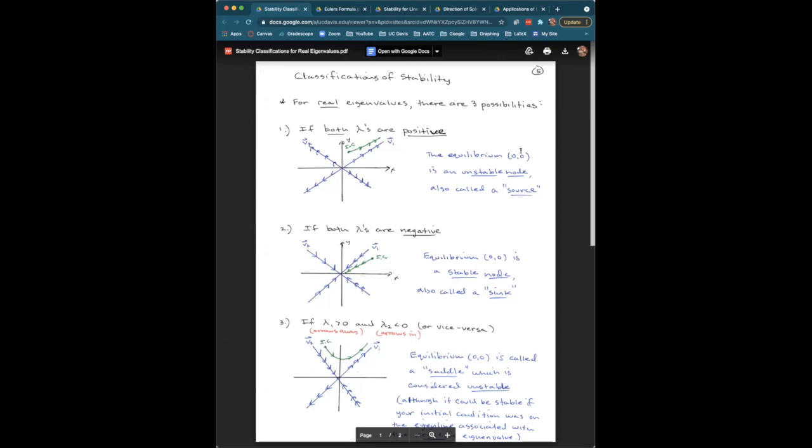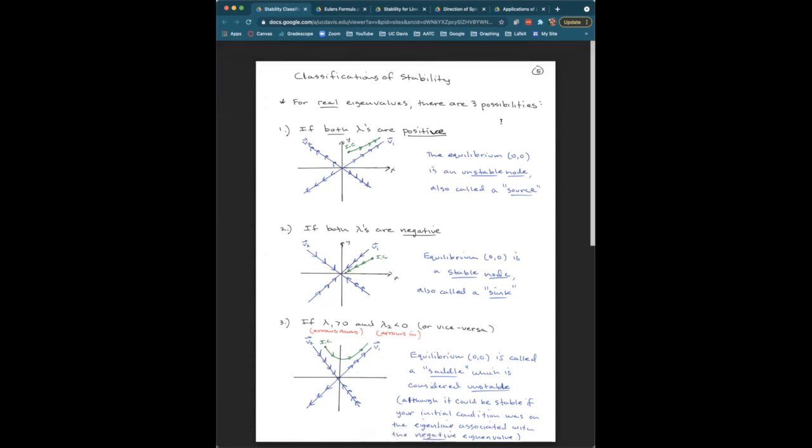If you have real eigenvalues, so not complex, right? Just a real number like 5 or pi or -2 or negative e, but nothing with an i in it, and a square root of a negative. So if both of the eigenvalues are positive, then the eigenlines, the arrows, are going to point away from the origin. And the equilibrium, which is the origin, is an unstable node, also called a source.